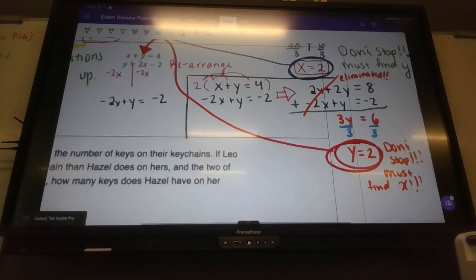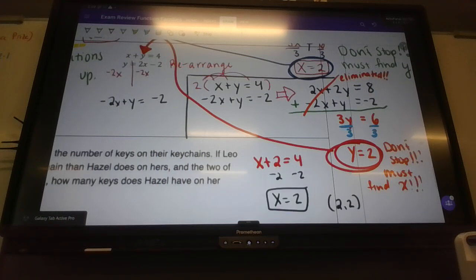X plus 2 equals 4. X equals 2. So there we are again at the same solution, 2, 2. That's the same point we found in number 1. It's the same point we found in number 2. It's the same problem solved in a different way.